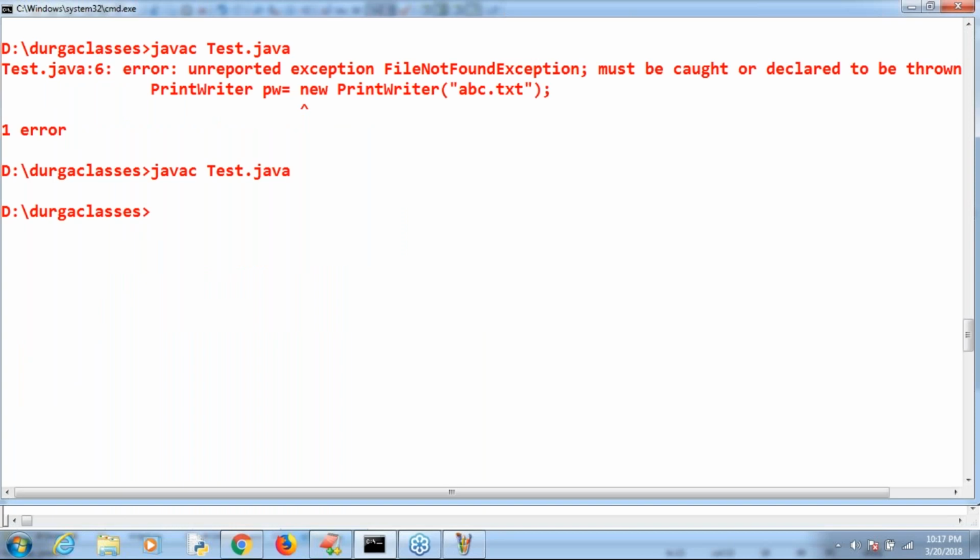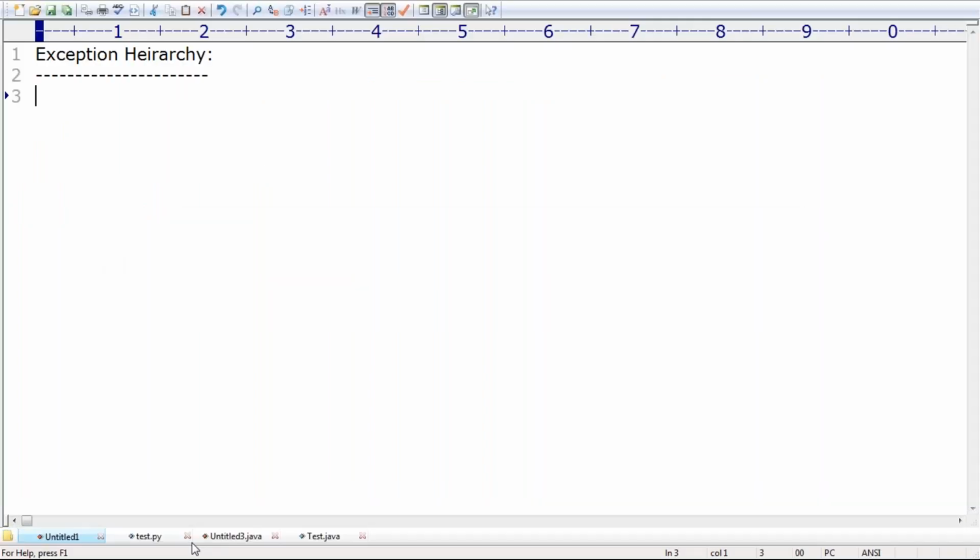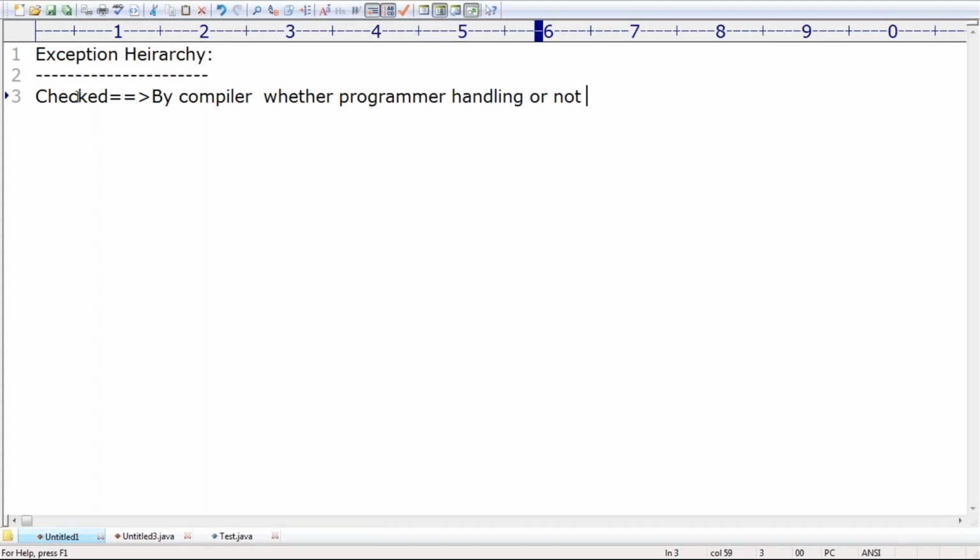Are you getting it? So the exceptions which are checked by the compiler, whether the programmer is handling them or not, such types of exceptions are by default considered as checked exceptions. Have you observed what the name is? What is the name? Anyone? Can you please tell the name, sir? Checked exception. What is the meaning of checked? Checked by the compiler. What is the compiler going to check? Whether the programmer is handling it or not. Did you observe that? Checked by the compiler, whether the programmer is handling it or not.